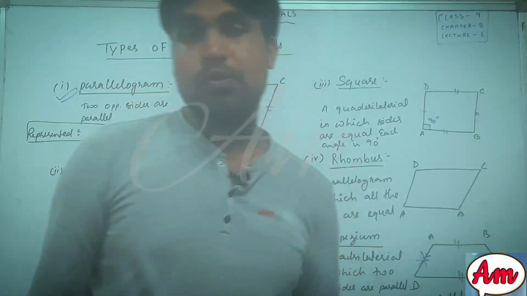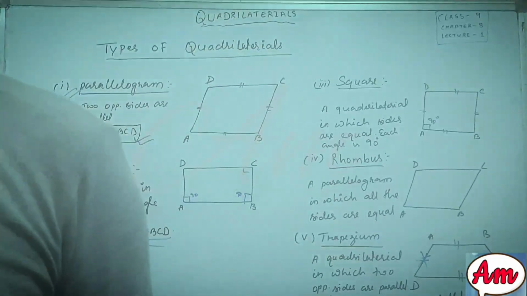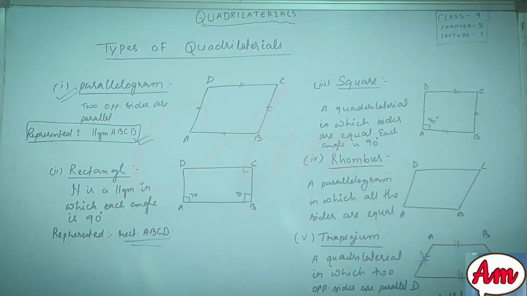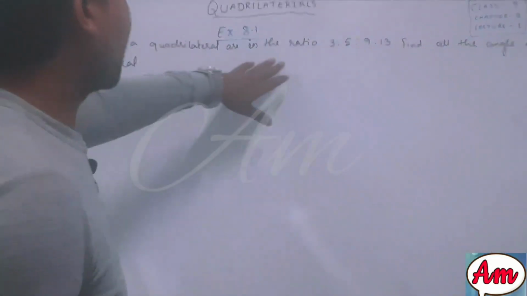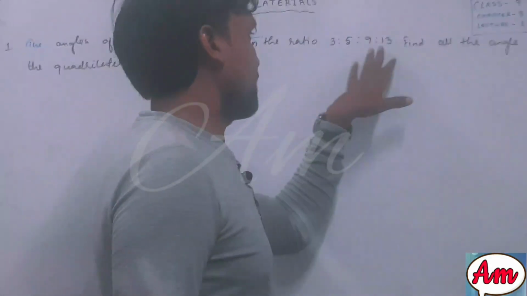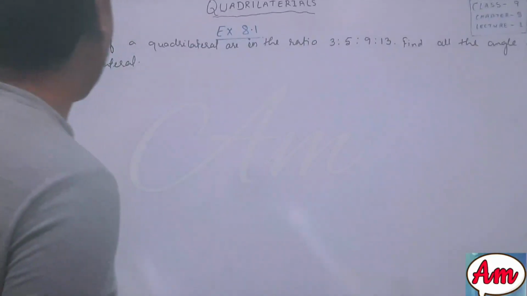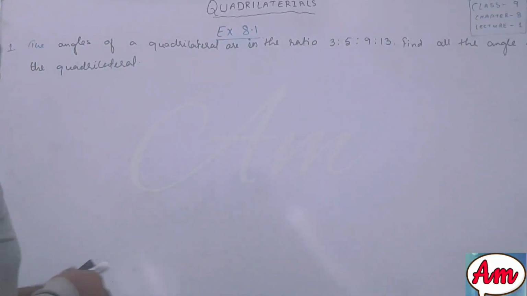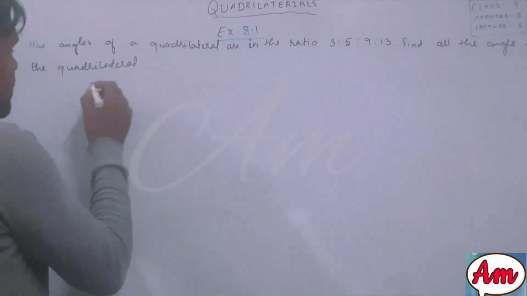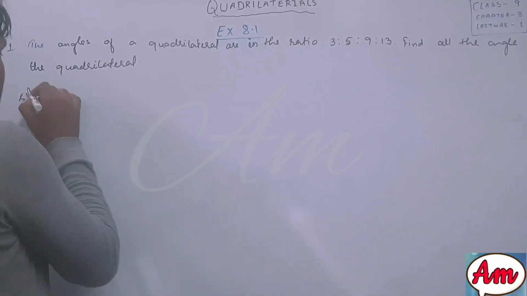Dear students, pause the video and take down the question. The angles of a quadrilateral are in the ratio 3:5:9:13. Find all the angles of the quadrilateral. So let us assume, we are going to start the solution.